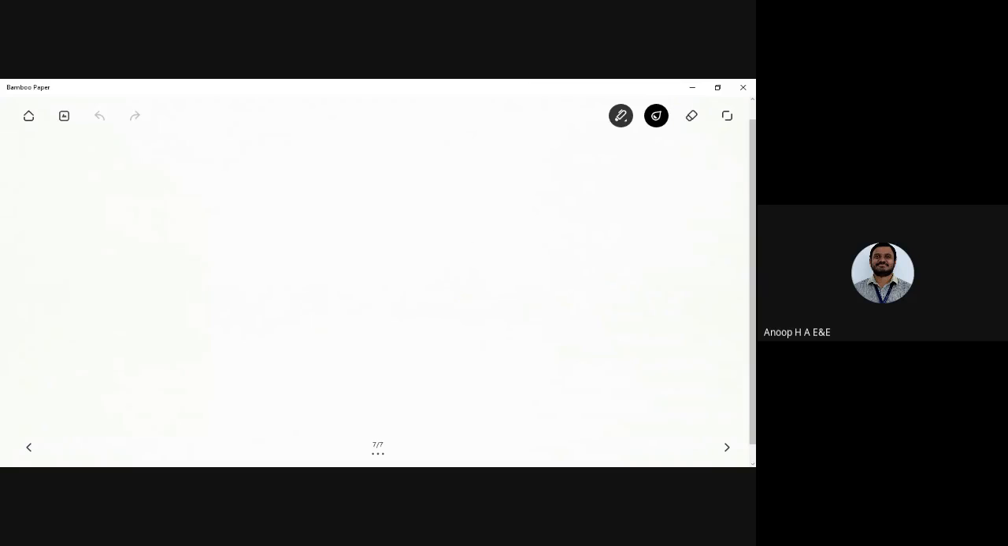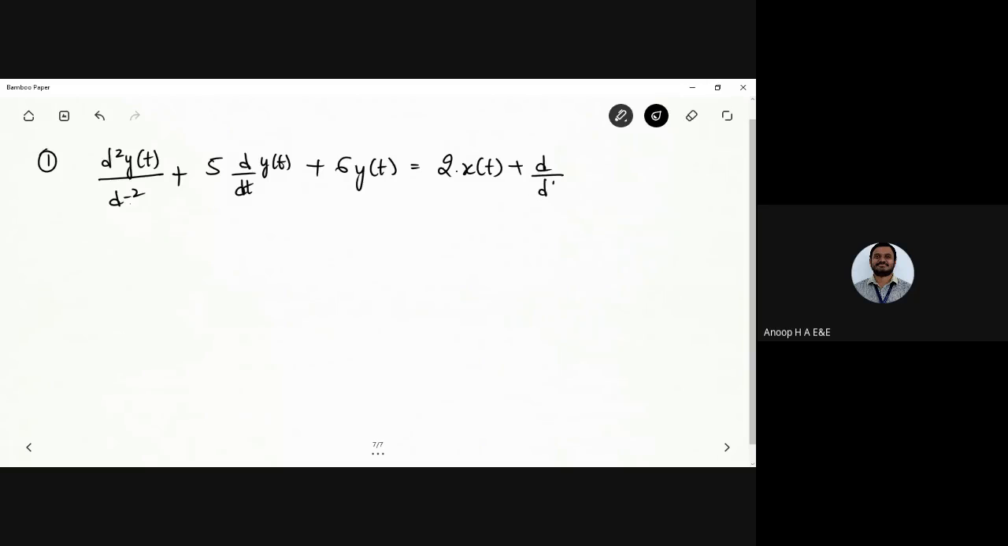Okay, so the first problem, I'll just write down here: d squared y of t by dt squared plus 5 d by dt of y of t plus 6 y of t would be equal to 2 times x of t plus d by dt of x of t, where the input x of t will be equal to 2 times e power minus t into u of t. This is the first problem. So this will be solved by Lekana.